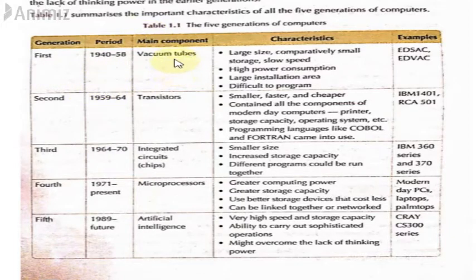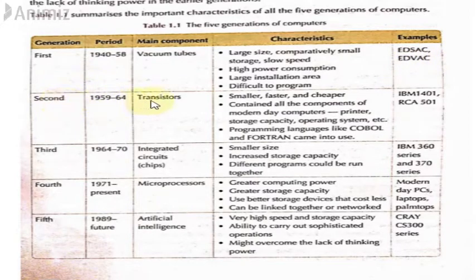The first generation of computers used vacuum tubes. They were large in size, with comparatively small storage, slow speed, high power consumption, a large installation area, and they were difficult to program. The examples are EDSAC and EDVAC. We have studied about them.